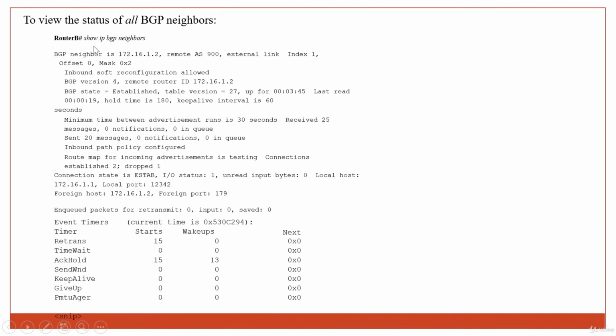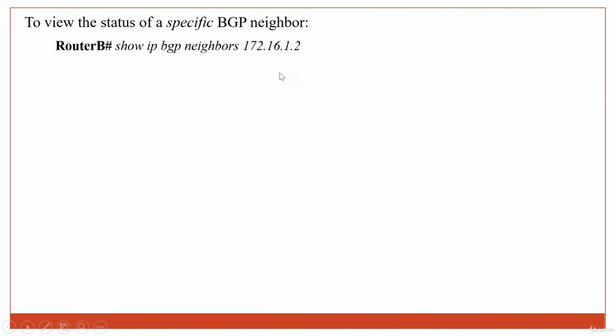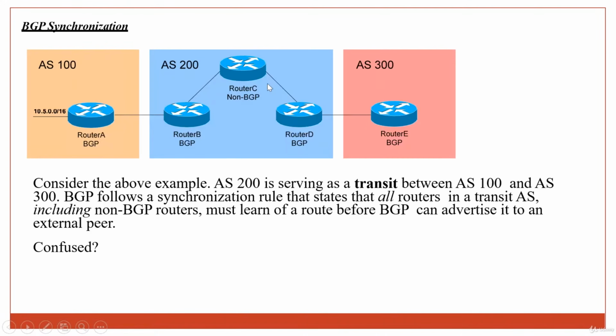We have this command show IP BGP neighbor, where we can go and check the BGP neighbor details. If you want to check the specific detail for a specific neighbor, then you can go and use this command, show IP BGP neighbor and the neighbor address. Next, we have the BGP synchronization rule. Now this is important.